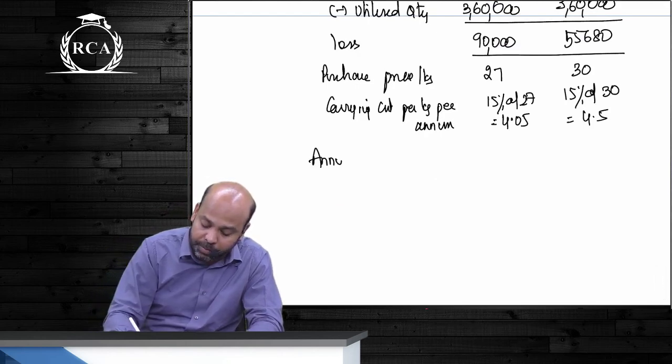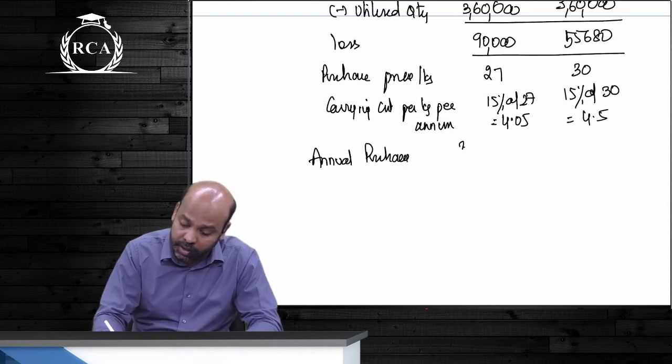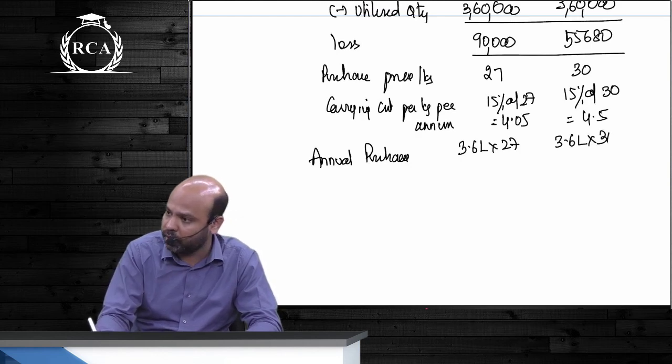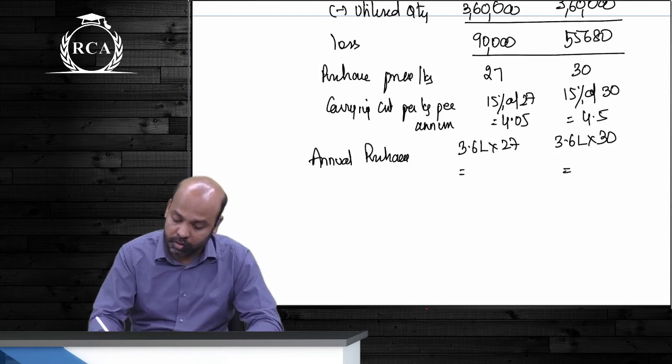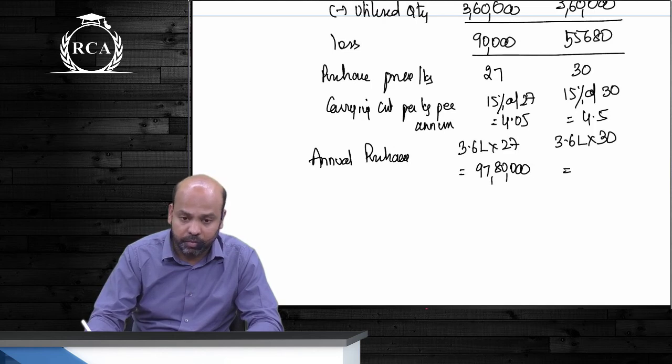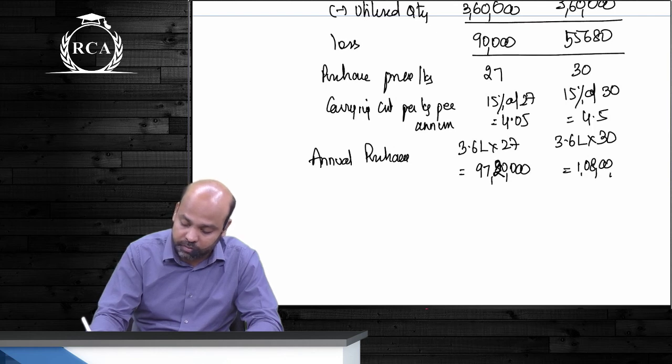Now my annual purchases will be 3,60,000 kgs into 27, 3,60,000 kgs into 30. How much is that? 97,80,000. So this will become 20,000. 10 lakh 80, so 1 crore 8 lakhs.